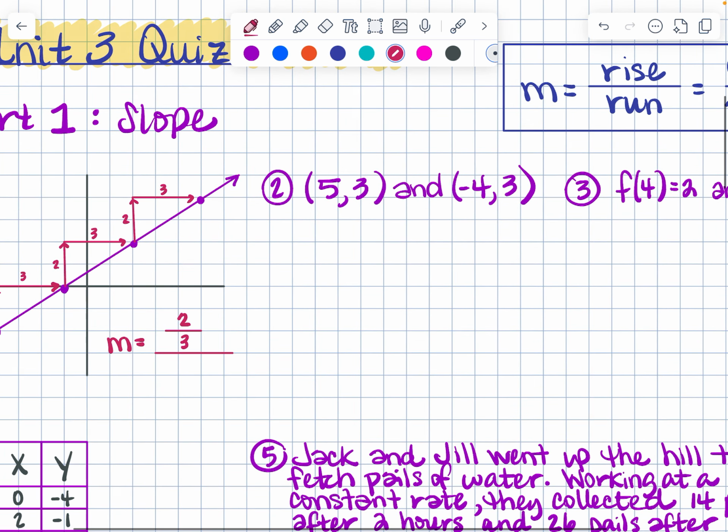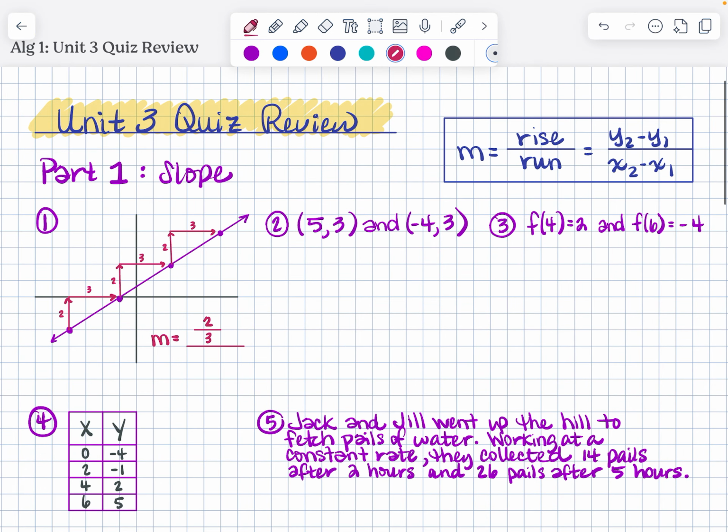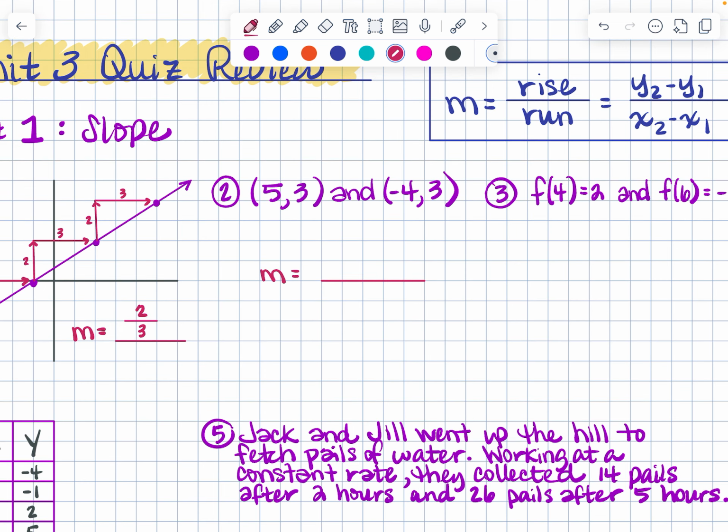All right, the next one is given 2 points. So clearly we want to use that slope formula. So y2 minus y1. Remember, you can start with either point. It doesn't have to be the second y necessarily, but I'm going to go ahead and do that. So I'm going to do y2, and then I'm going to subtract the y1. So in my numerator, that's going to give me 3 minus 3. And then in the denominator, I have to start with the negative 4, and that would give me negative 4 minus 5.